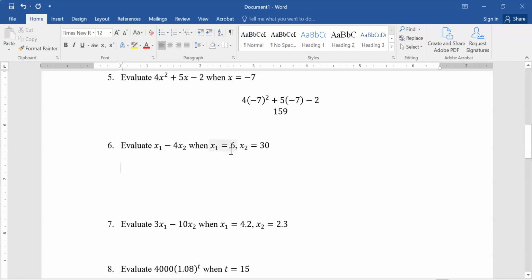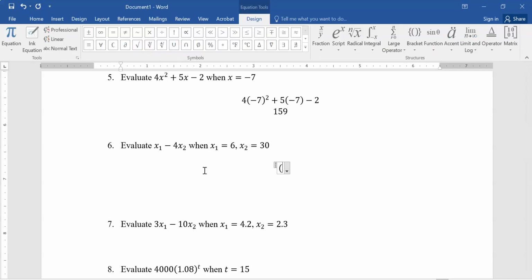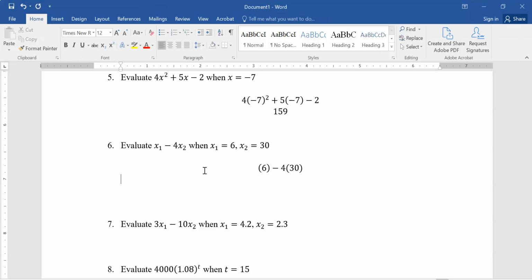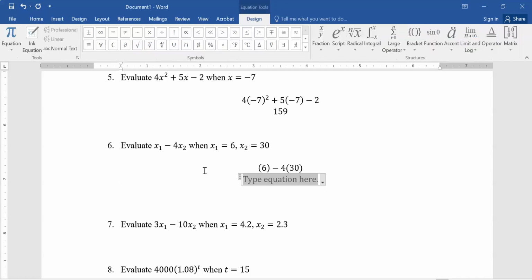So all we have to do is treat x1 just like any other variable. We put 6 in parentheses and replace x1 with that. And then x2 we treat just like any other variable. We put 30 in parentheses and replace x2 with that. So we go 6 minus 4 times 30. Order of operations, if you plug it in on your calculator, is going to take over. You're going to get -114.